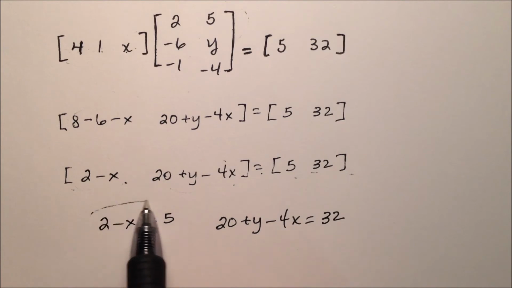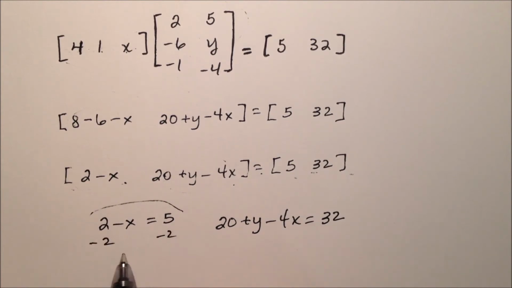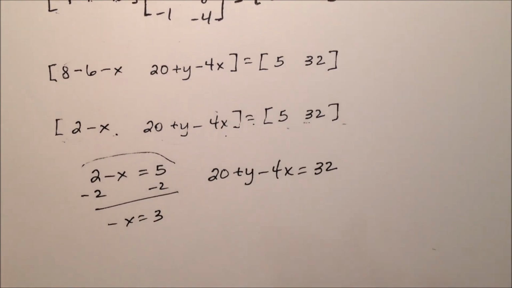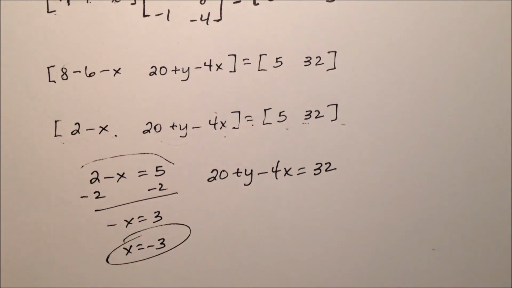So I'm going to go ahead and solve this first equation first. It only has an x. So I'm going to subtract 2 from both sides. Negative x equals 3, which means x equals negative 3.